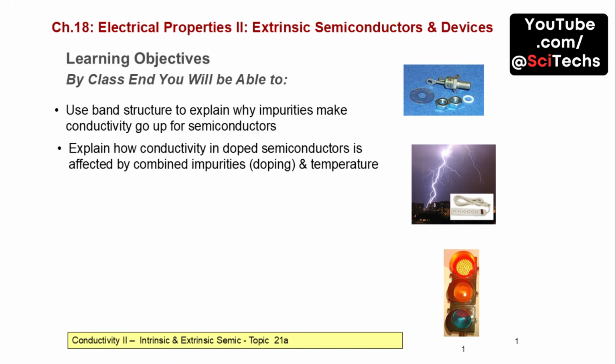To recap, we have learned how impurities affect conductivity in semiconductors and how temperature influences this property. We also explored the differences between intrinsic and extrinsic semiconductors and their conduction mechanisms.